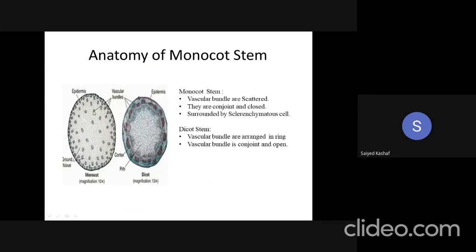Now we will discuss the anatomy of the monocot stem. See, this dot represents the vascular bundle. In the case of the monocot stem, these vascular bundles are scattered, and they are conjoined and closed, surrounded by sclerenchyma tissue. Whereas in the case of dicots, the vascular bundles are arranged in a ring-like fashion. The ring-like arrangement is the characteristic feature of the dicot stem, and the vascular bundles are conjoined and open. This is the basic difference between dicot and monocot stems in cross section.